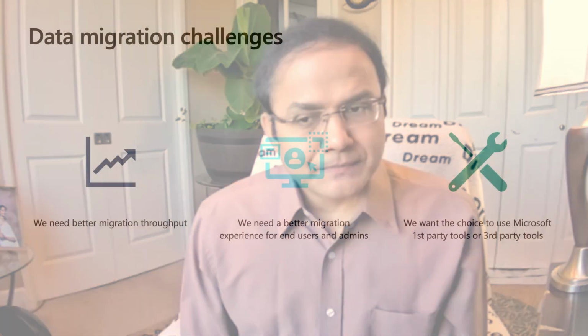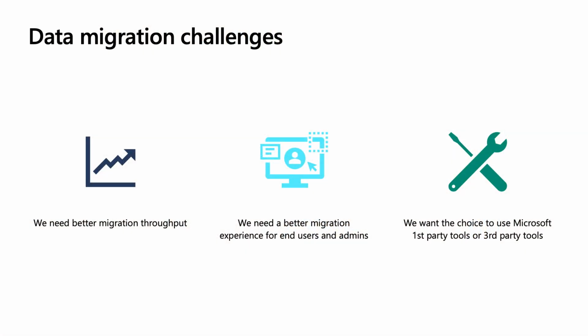So Robert talked about the branding challenges. Let me cover the data migration challenges. We rely heavily on the partner ecosystem to provide you migration tools, and they have done amazing work with a variety of tools that are available now to migrate across tenants. However, we also heard a lot of feedback from customers. The first and foremost is better throughput. With the massive amount of data that needs to be migrated across tenants, it takes a long time, sometimes even multiple months.